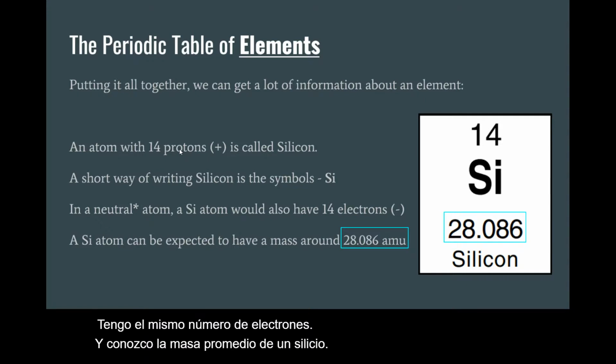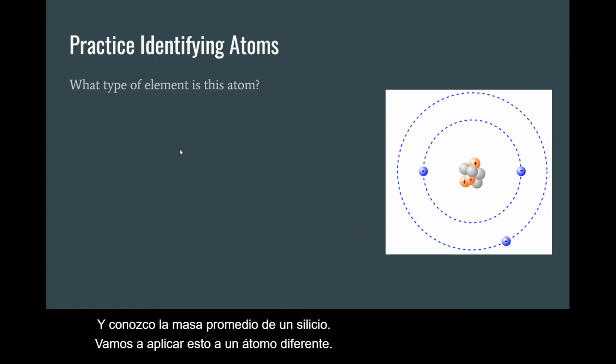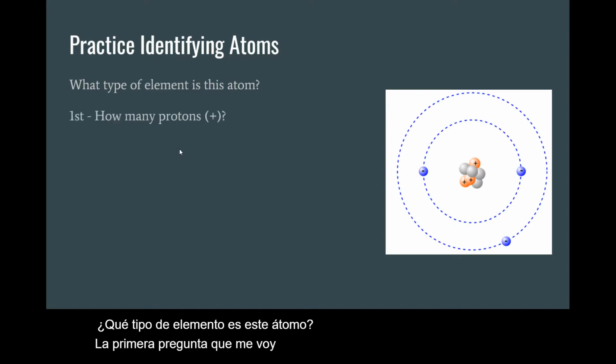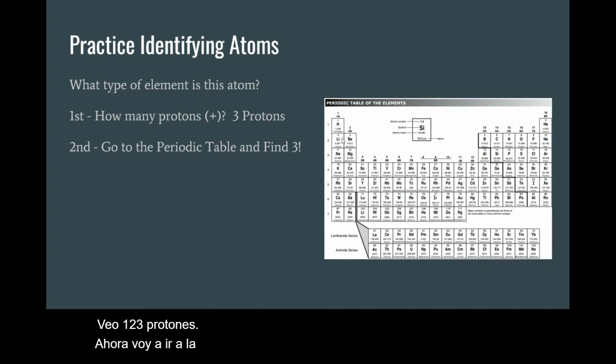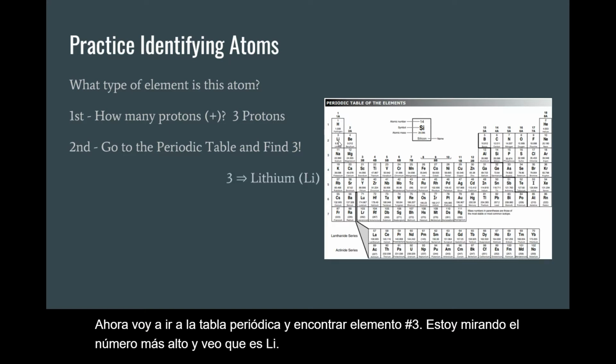Now let's apply this to a different atom. What type of element is this atom? The first question I'm going to ask myself is, how many protons are there? I see 1, 2, 3 protons. Now I'm going to go to the periodic table and find element number 3. I'm looking at the top number. And I see that that is Li. That is lithium.